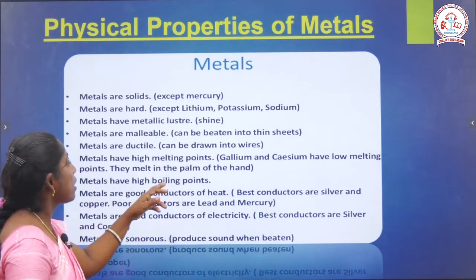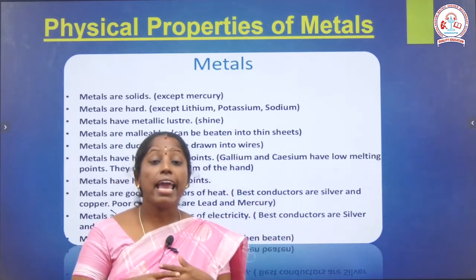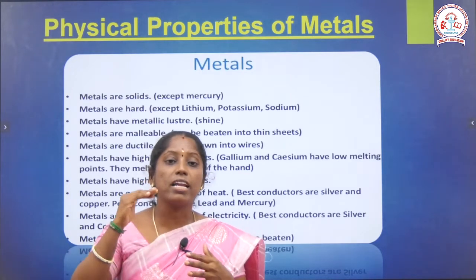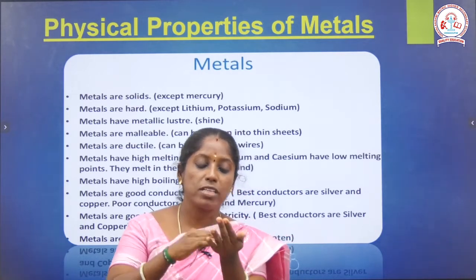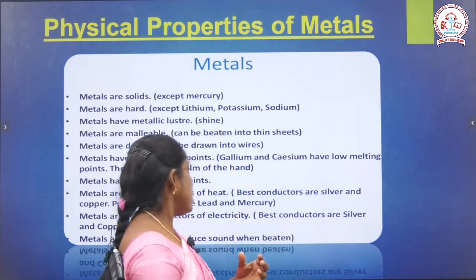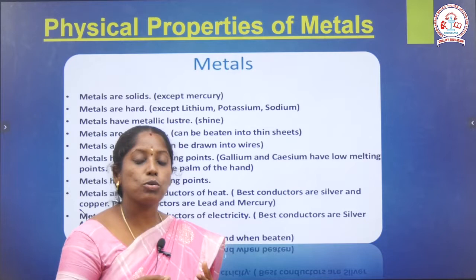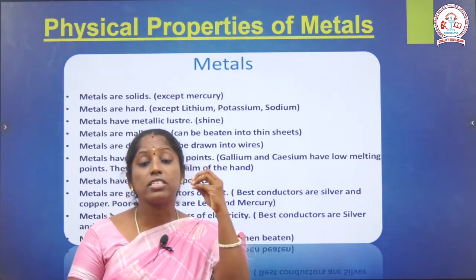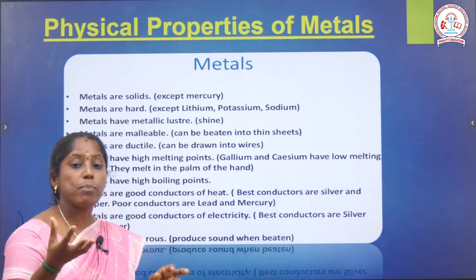The next one: metals have a high melting point. However much you heat them, they will not melt, except gallium and cesium. Other metals have a very high melting point. Gallium and cesium can melt if we keep them in our palm; their melting point is very low compared to other metals. Metals also have a high boiling point. It takes a very high temperature, 1100 degrees Celsius, and iron still cannot boil. That is why utensils are made of metals.